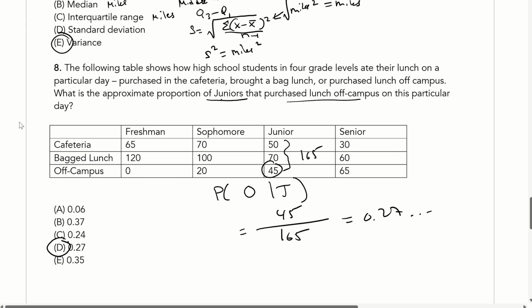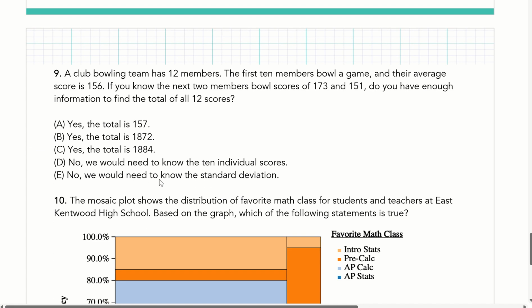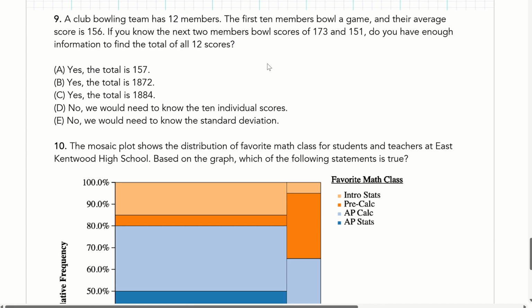All right, so number 9. A club bowling team has 12 members. The first 10 members bowl a game, and their average score is 156. So we've got X bar, or mu, whatever you want to call it. Let's just do the mean for those people: you add them up and divide by how many you have. However, they only have 10 members that they did.